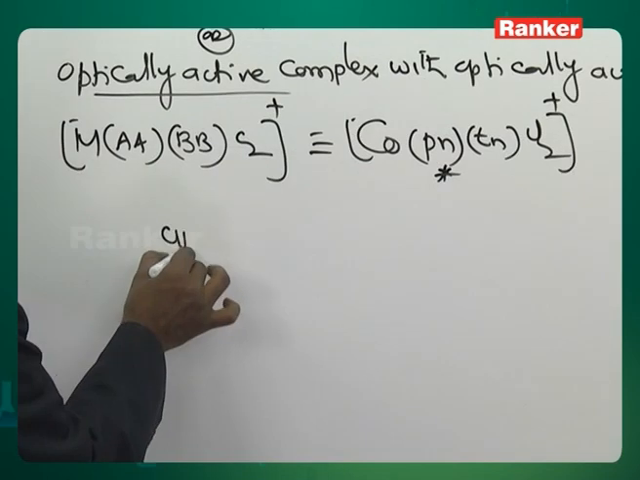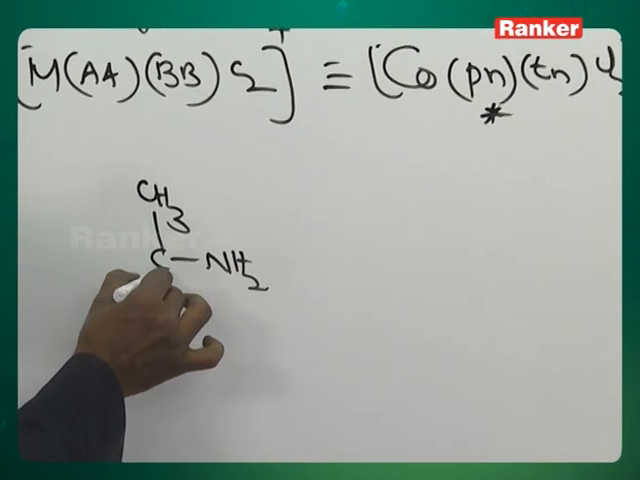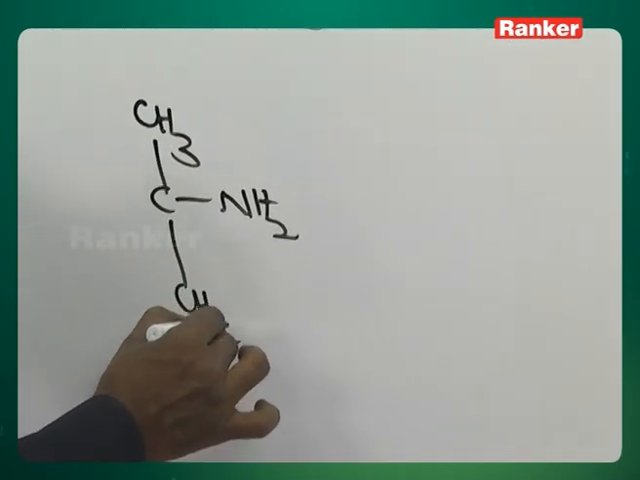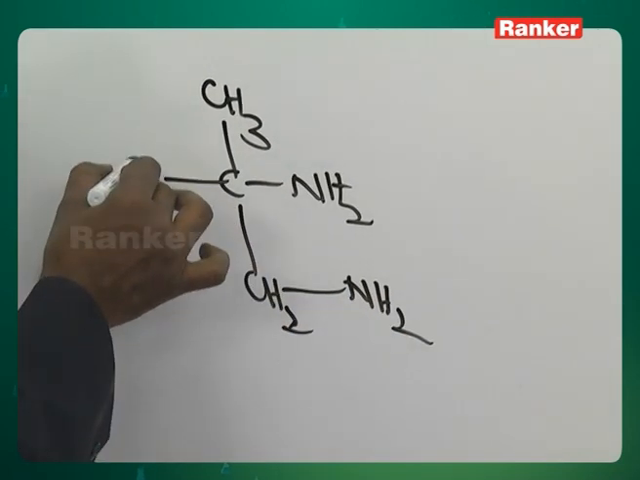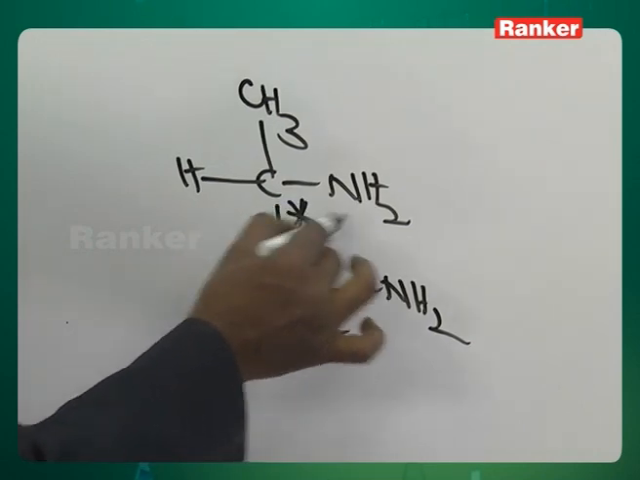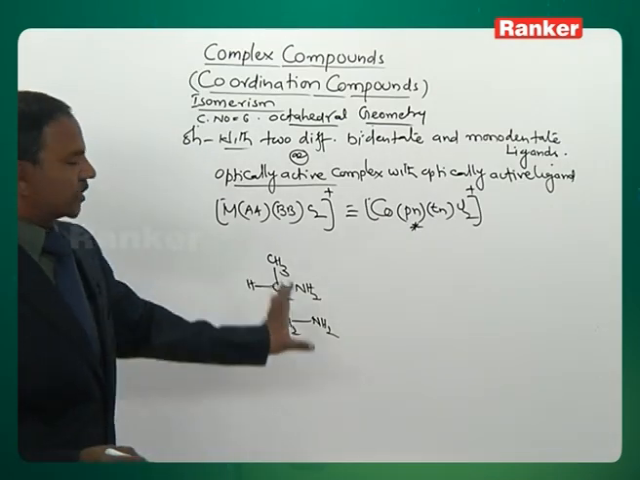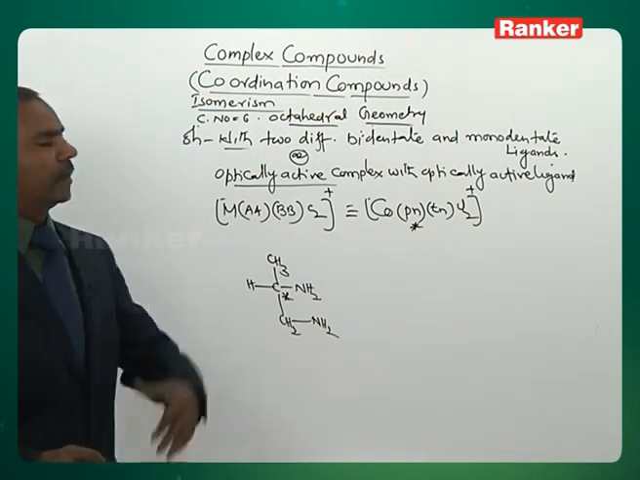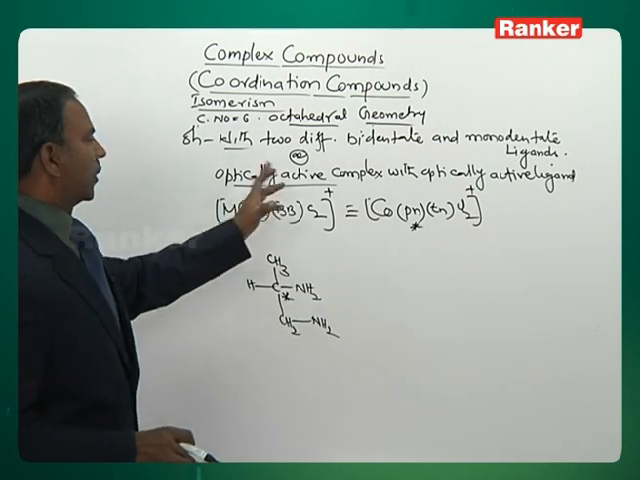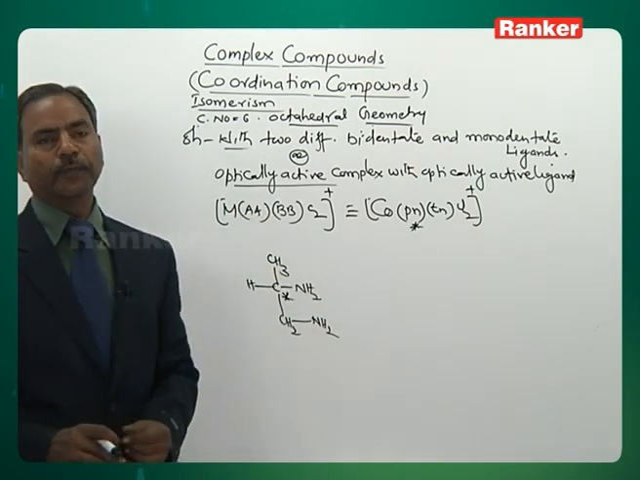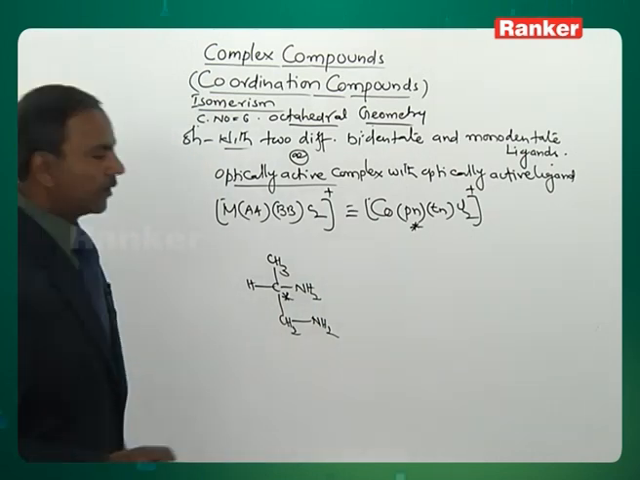You know, CH3, 1,2-diaminopropane. This you see. This is carrying an asymmetric center. This particular ligand itself is optically active, and the complex is also found to be optically active. So, optically active complex with optically active ligand. This is important to remember. For this, we write again optical isomers. Take the cis.